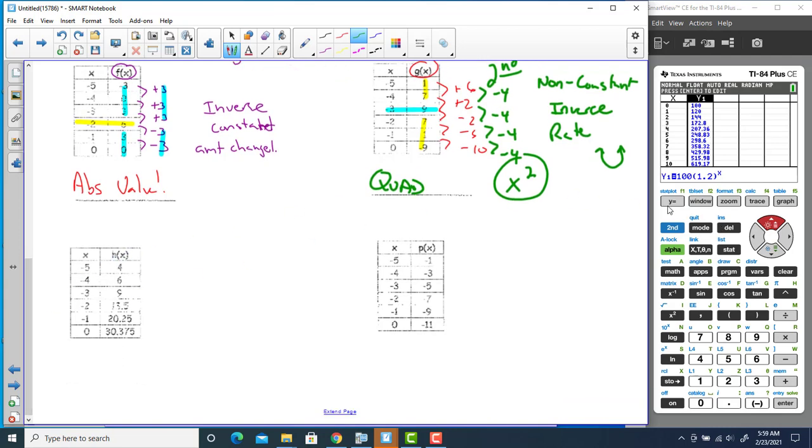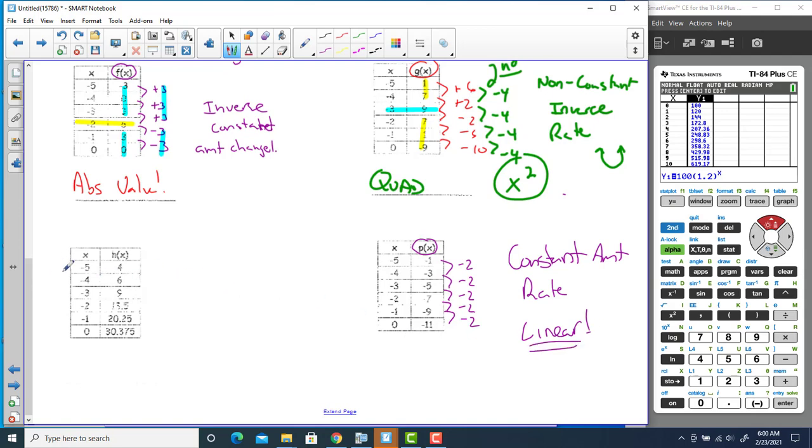As you move on down the page, ladies and gentlemen, I'm going to go to p of x next. And in p of x, as we investigate the output values of the pattern of the measured amounts, we notice that this relationship decreases by 2 from 5 units time ago to 4 units time ago. From 4 units time ago to 3 units time ago, the measured amounts go from negative 3 to negative 5, a decrease of 2. And it continues to decrease by 2 over and over again. This is a constant rate of change, a constant amount of change, so this is a linear pattern.